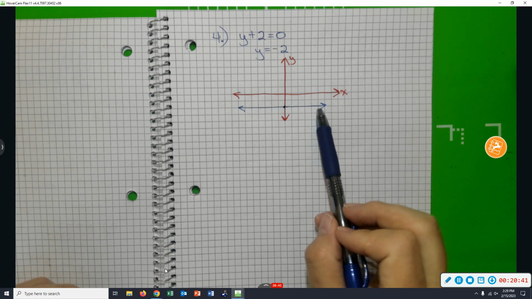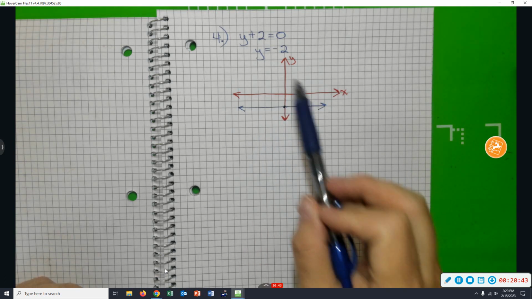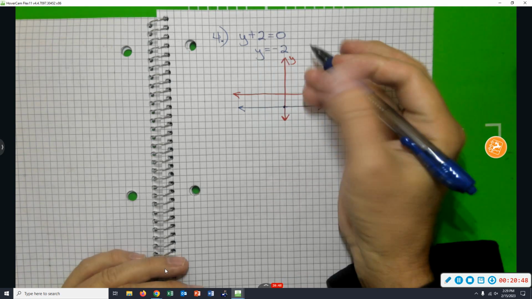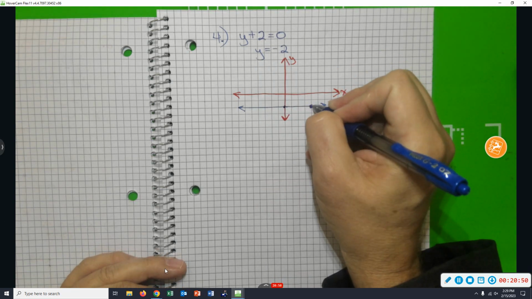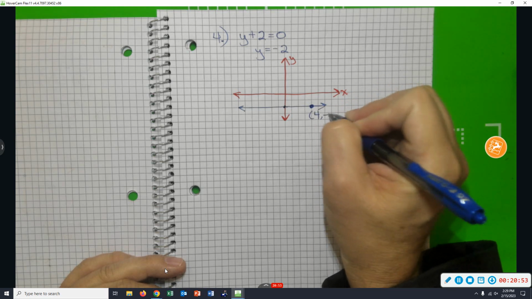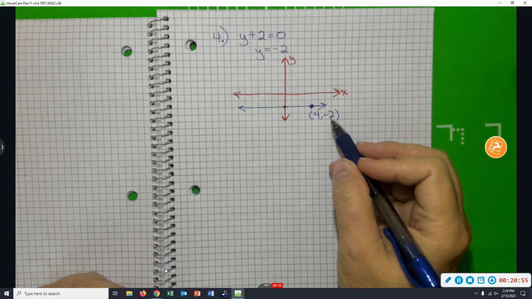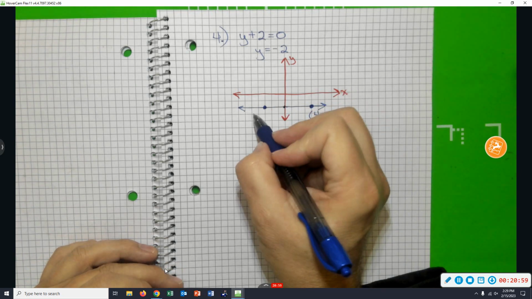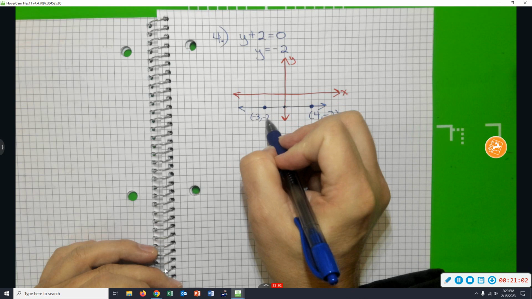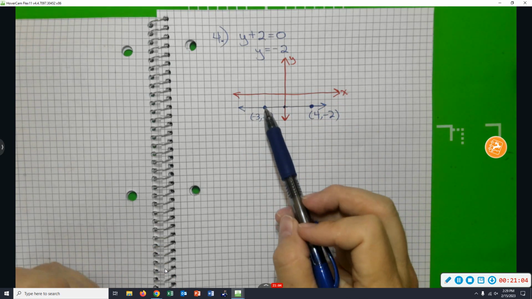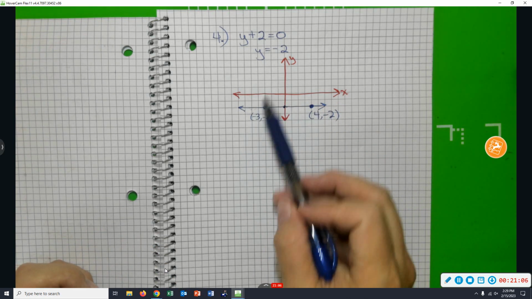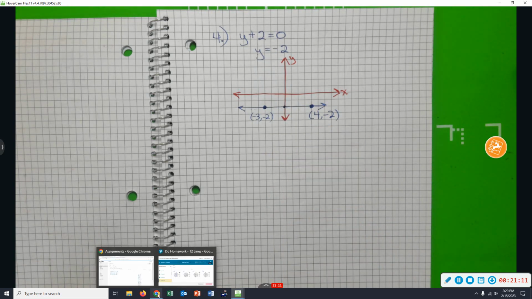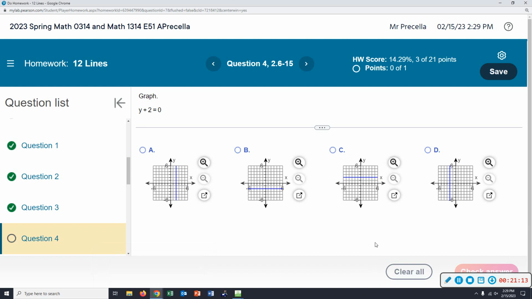Realize that every point on this line has a y value equal to what? -2. If we start labeling points, like here, that's the point 4, -2. The y value is -2. Here, that would be the point -3, -2. Every y value on this blue line is equal to -2. Any questions there?